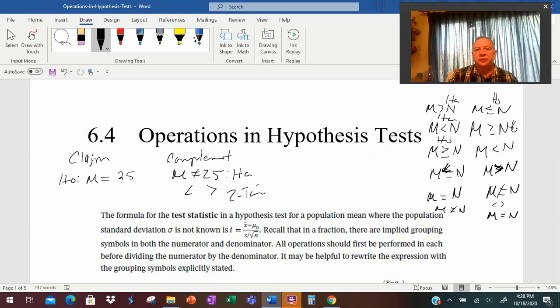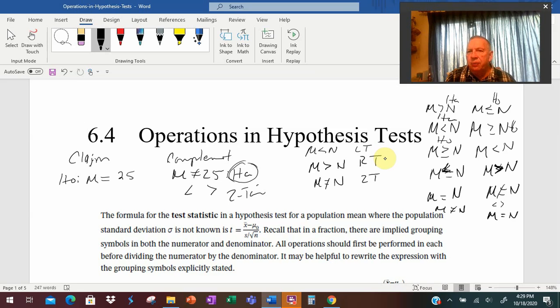Once we get that, we look at what kind of test we are going to do, and we look at the complement, the HA, to give us what type of test. So mu less than n would be a left tail test. Mu greater than n would be a right tail test. And mu not equal to n would be a two tail test.